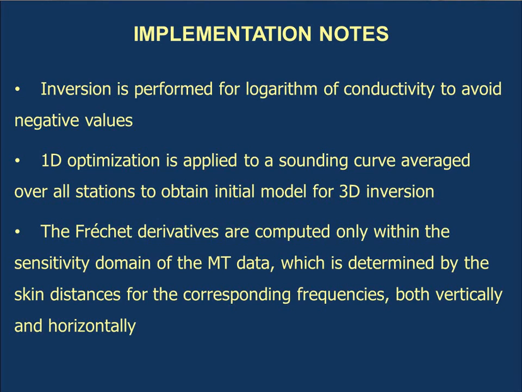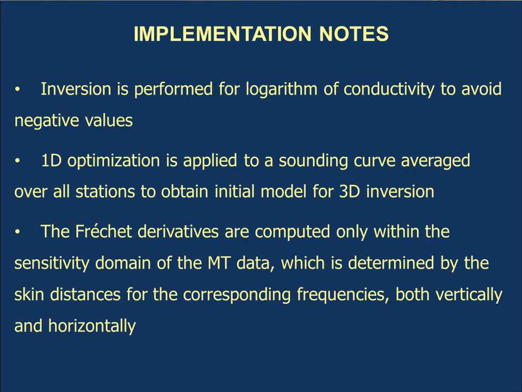And some more implementation notes of the code. We run inversion for the logarithm of conductivity, so we don't get any negative conductivities, and we can impose boundaries on our conductivities. Before we do the 3D inversion, we take all of the data and average it, compute the averaged MT sounding curve, and run 1D inversion of that average curve, and this is our initial model for the 3D inversion. We could start with a half space, but this is a lot faster. We start with pretty low speeds at this point.